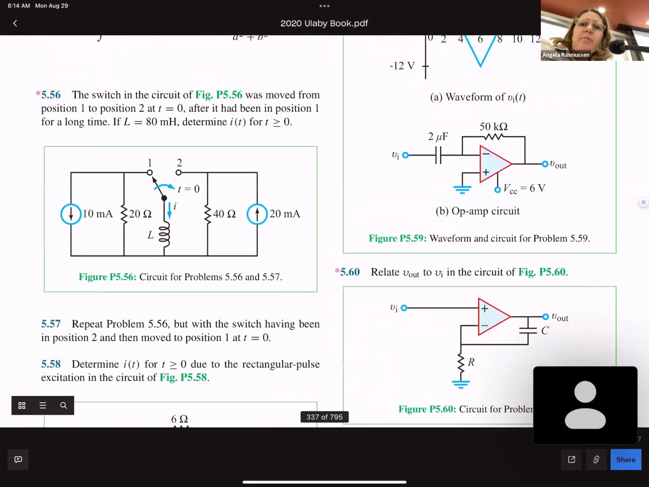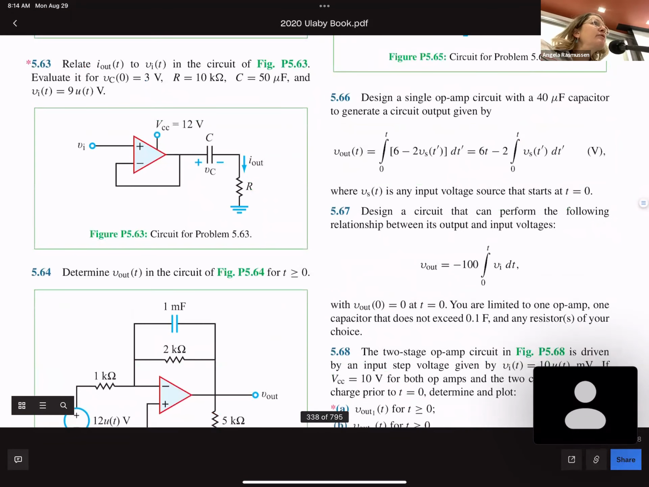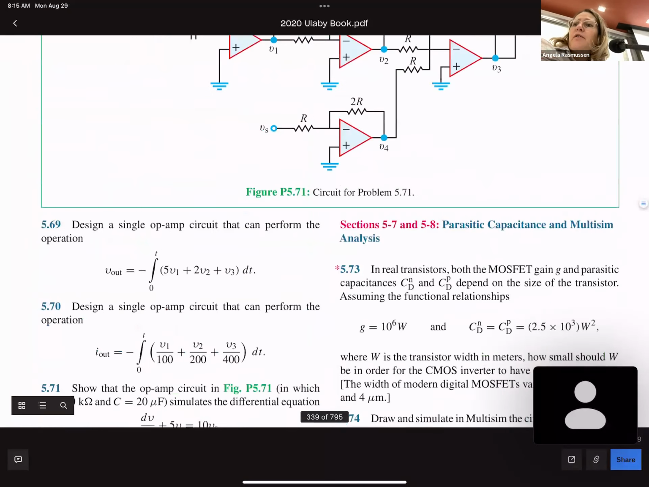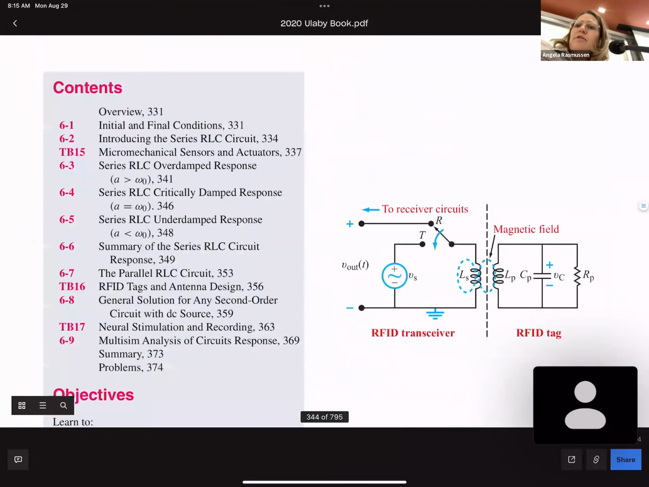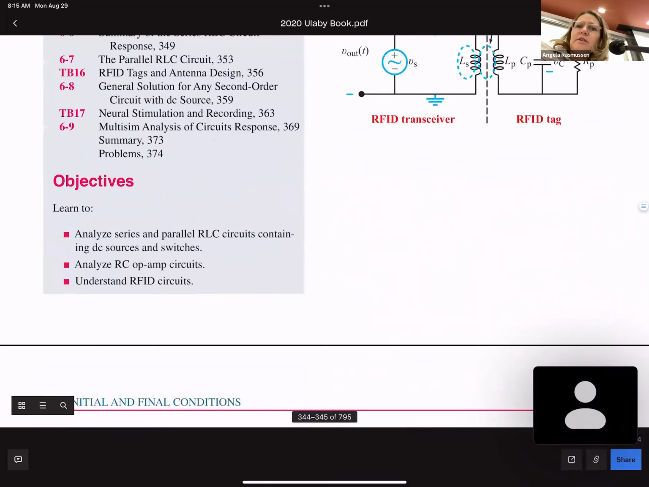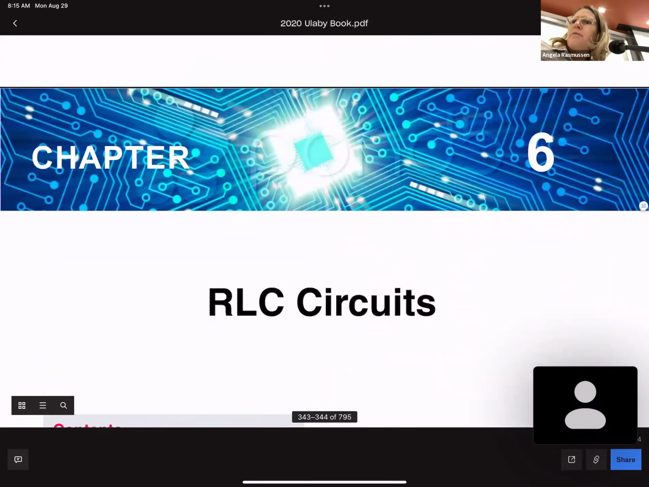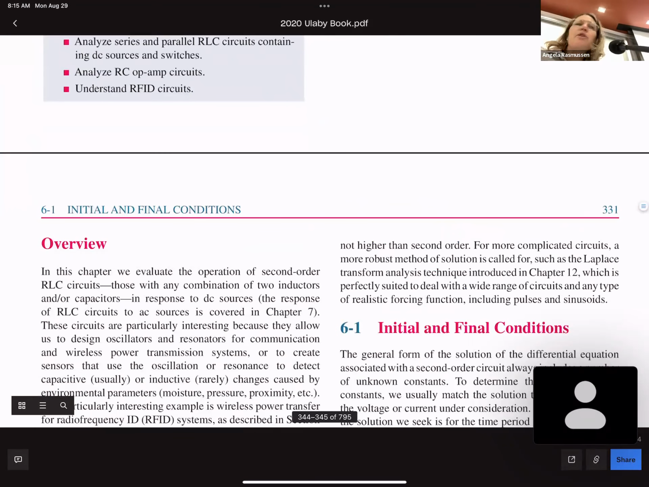The companion website has the solutions for all of those exercises. When you do them, you can go back to where you downloaded the book, and there's a link to all of the solutions for the exercises in the book. If you are having trouble with them, you can also ask questions in class at any time. So RLC starts at 3:30.